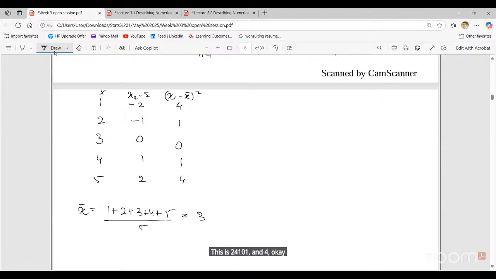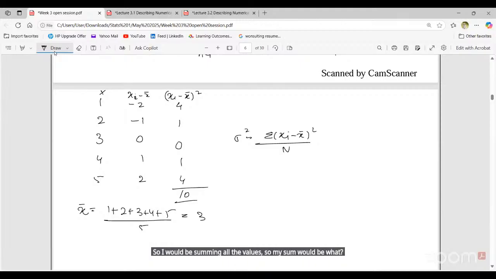So my population variance is basically what? Summation of xi minus x bar whole square divided by n. So I would be summing all the values. My sum would be 10. So this would be 10 divided by, what is my n? 5. Which is basically 2. Similarly, you can calculate.